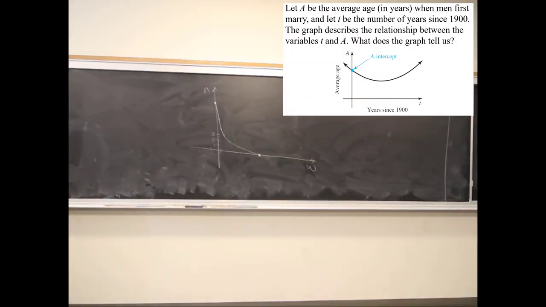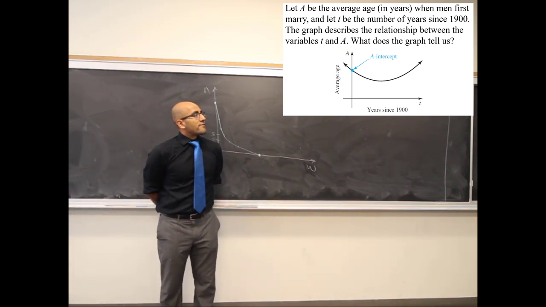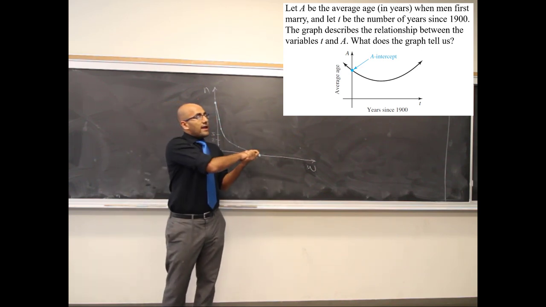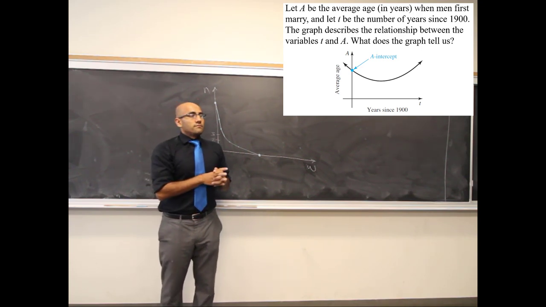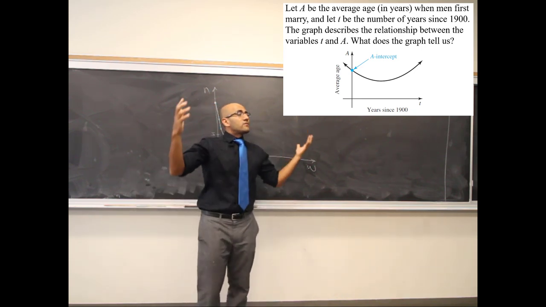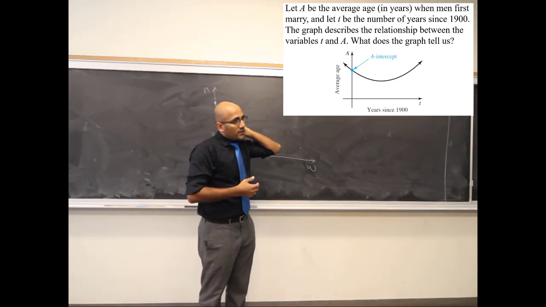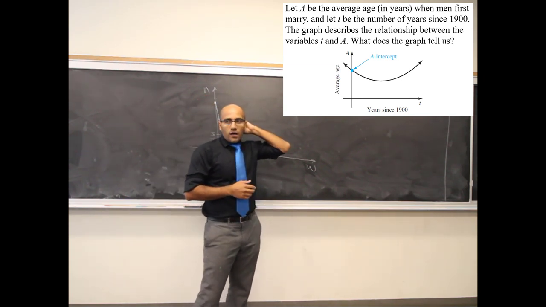Here's another example. Let A be the average age in years when men first got married, and let T be the number of years since 1900. The graph describes the relationship between T and A. So, it makes sense that A depends on T, not that T depends on A, right? Think about it: you invented a time machine and you jumped to some year, but you don't know what year it is. So you stop some random person on the street and ask, hey, what year is it? And they answer, the average age in which men first get married is 23. What year is it again? I don't know. What does that mean?